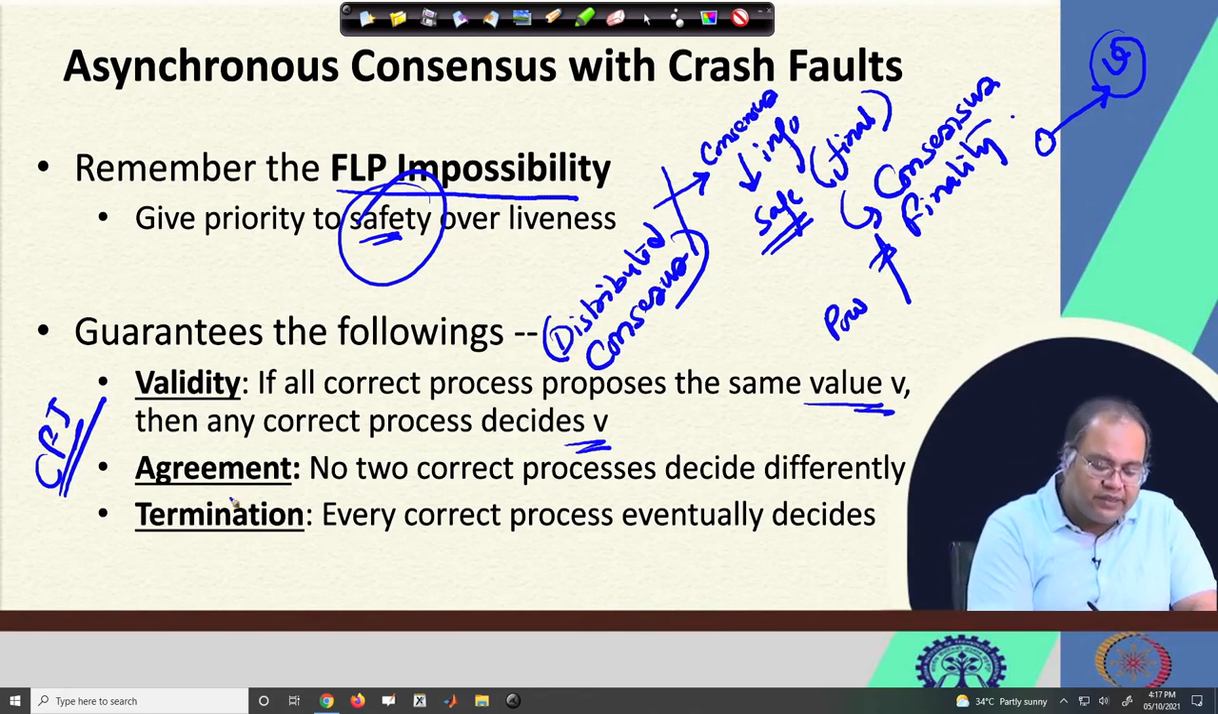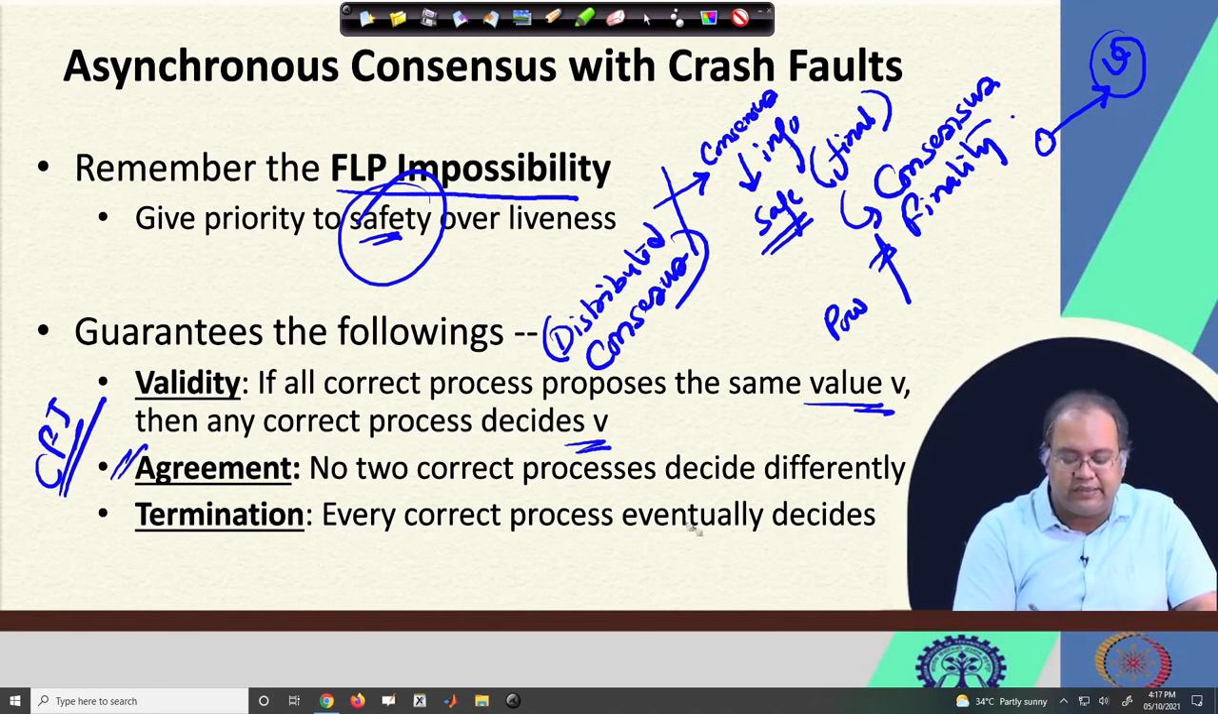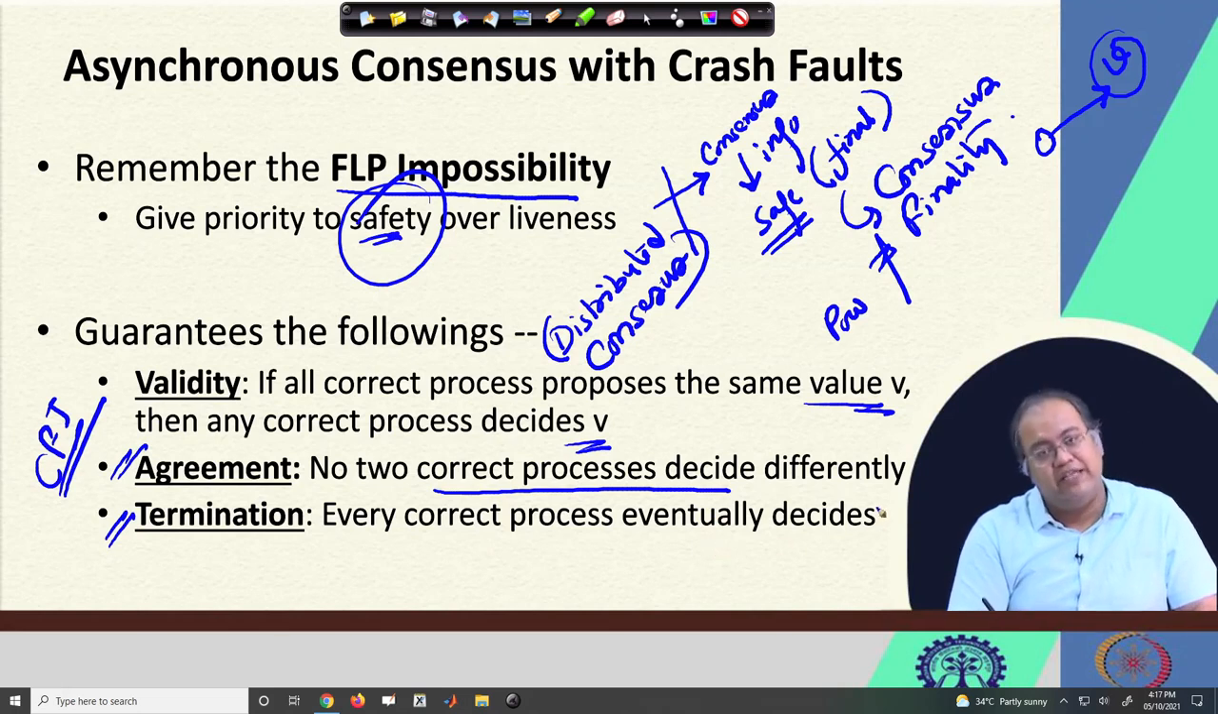The second requirement is agreement. Agreement says that no two correct processes decide differently, so every correct process will decide on the same value. The third one is termination. Termination says that every correct process eventually decides, which means every correct process will eventually reach consensus.